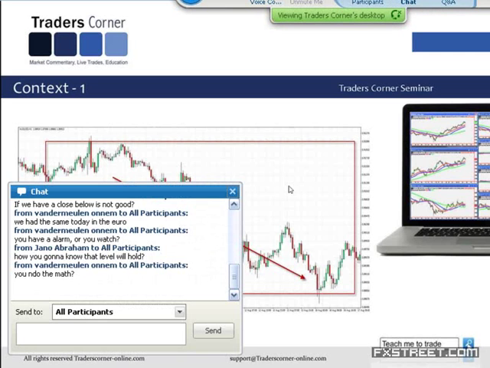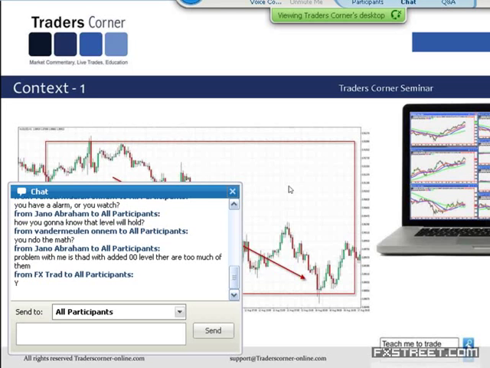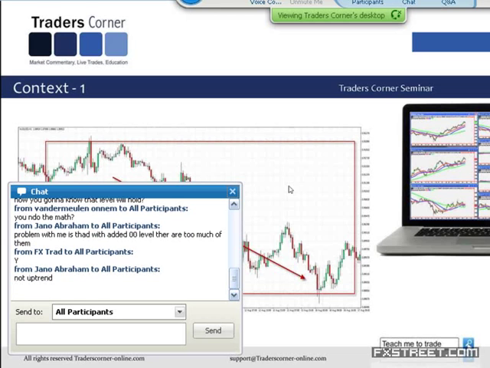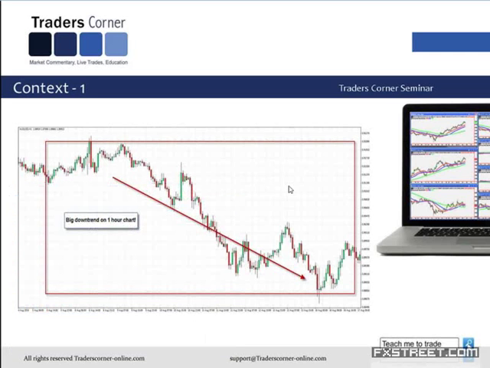I'll give you a hint. The price is starting at the top left of the chart and it finishes at the bottom right. There are too many of them, but you learn to trade them. Yeah, it's not an uptrend, it's a downtrend there. Okay, let's look at the next chart.